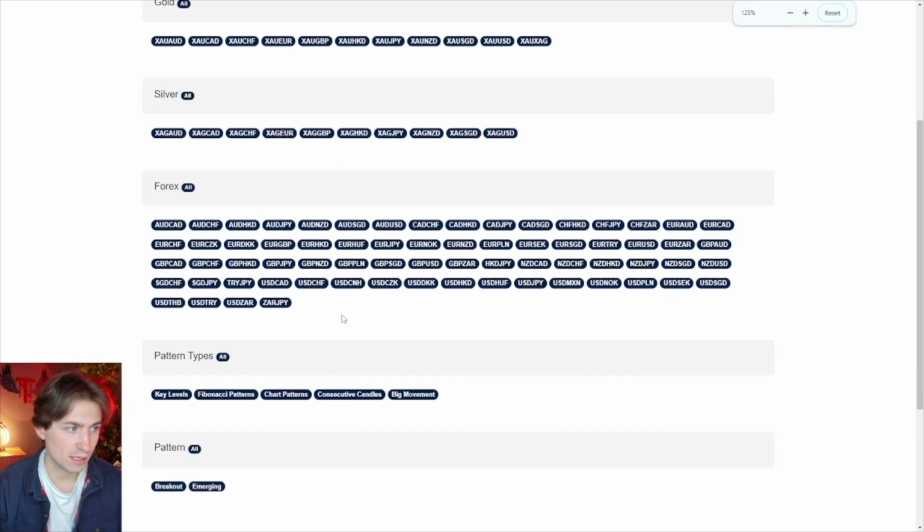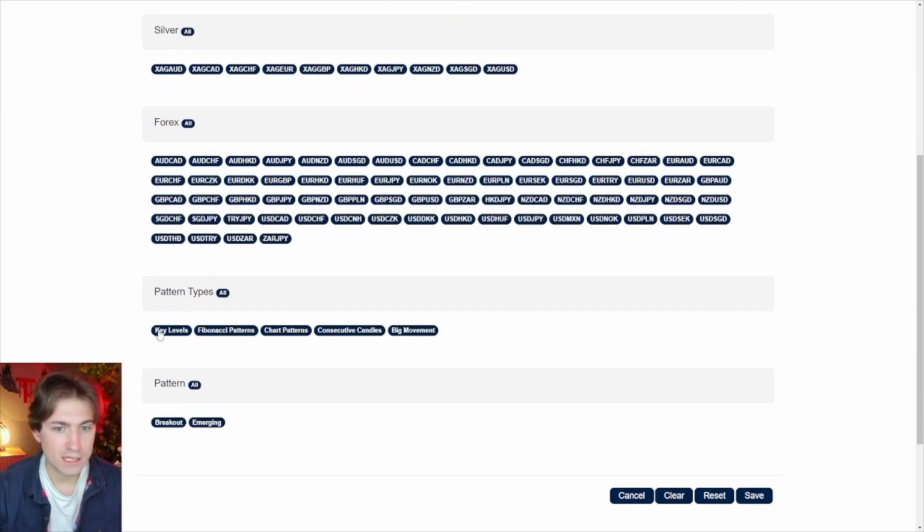So I'm actually going to zoom in here. So you can see key levels, Fibonacci patterns. Let's say you don't want to see big movements, right? You could just toggle that on, toggle that off. You can also look for patterns like breakouts or emerging.